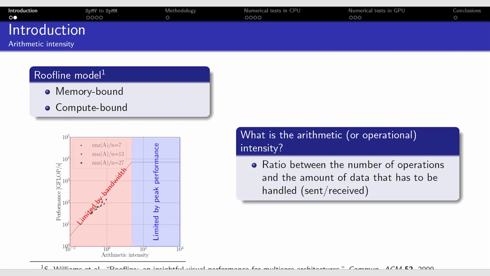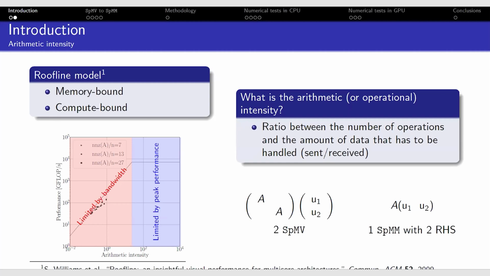We define the arithmetic intensity as the ratio between the number of operations and the amount of data that has to be handled by the code, which means sent or received. So let's have a really small example in which we're going to compare two different cases. One of them is two sparse matrix vector products that we arrange how you can see here on the screen, while we compare it against one sparse matrix product with two right-hand sides in which we have the same vectors u1 and u2 but arranged differently.